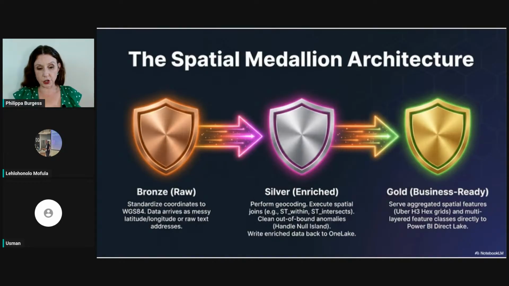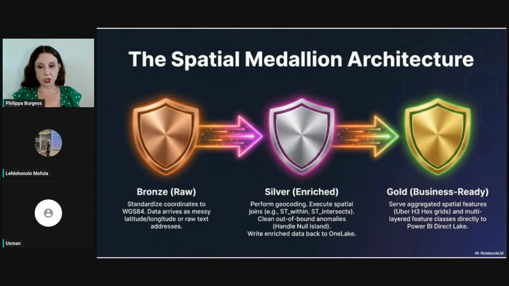WGS 84 is the standard coordinate projection. And so just understanding data arrives as messy longitude, latitude, or raw text addresses. Move that to your silver. So you perform geocoding, execute spatial joins, clean out-of-bound anomalies, and write enriched data back to OneLake.